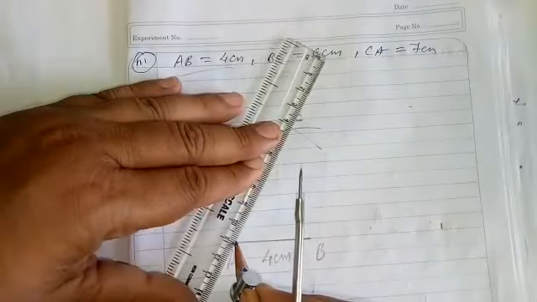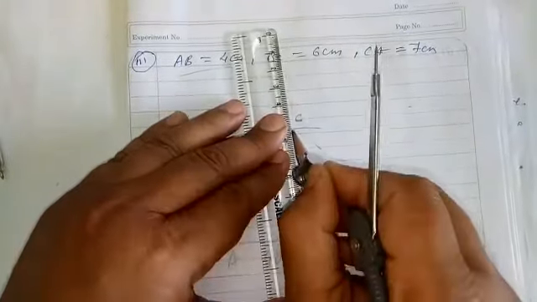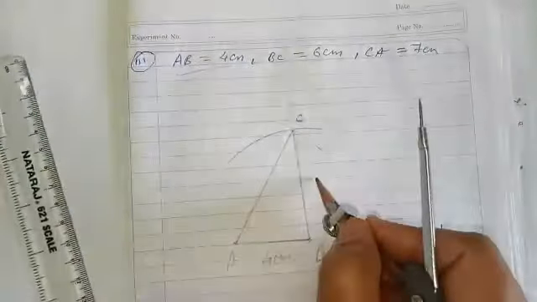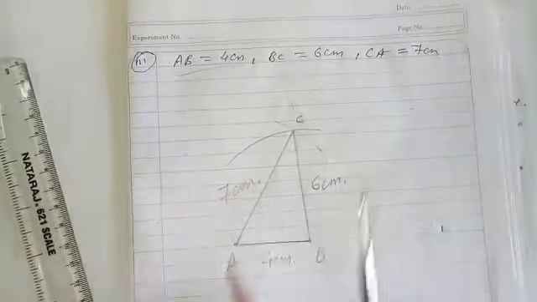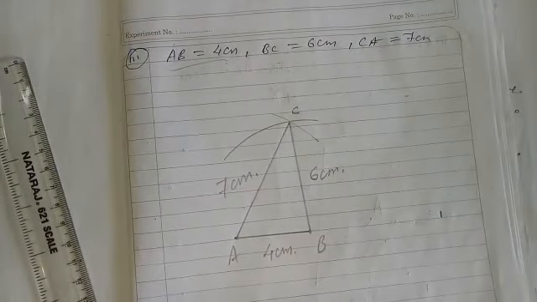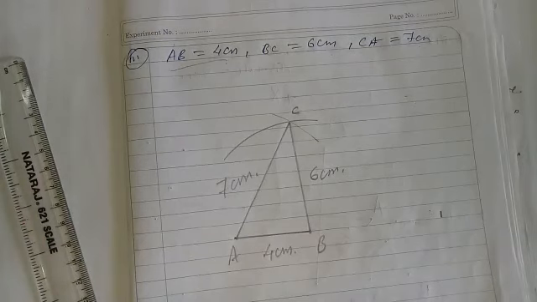Then join CA and CB. Then BC how much? 6 centimeter. CA how much? 7 centimeter. You have to write on each side. Now the triangle ABC is constructed.